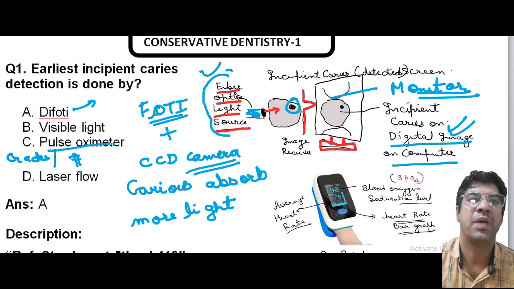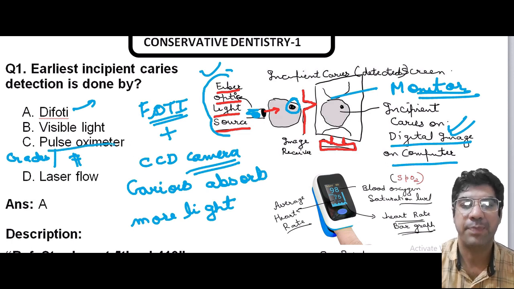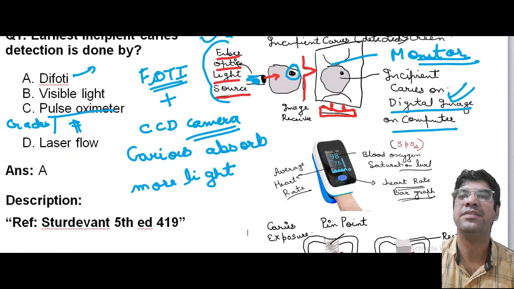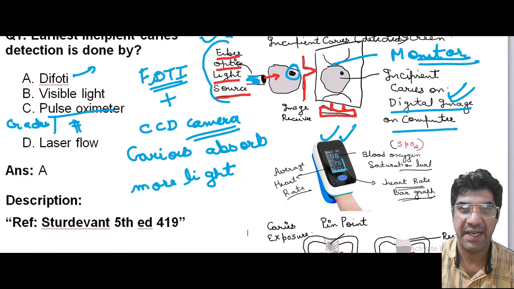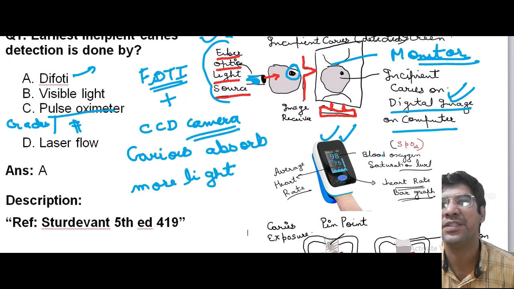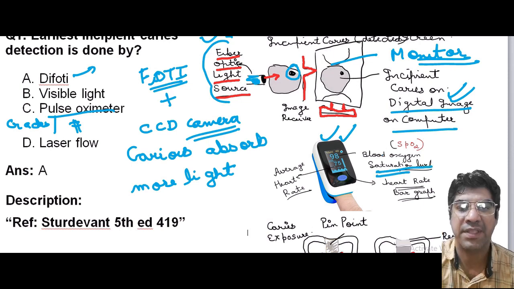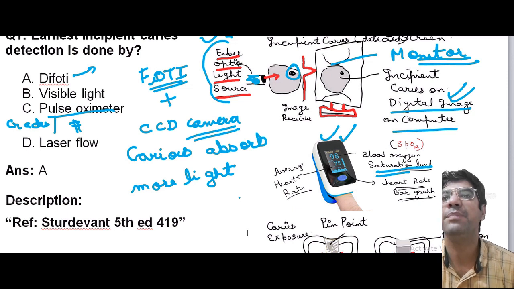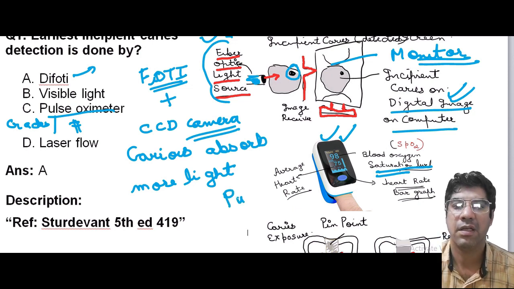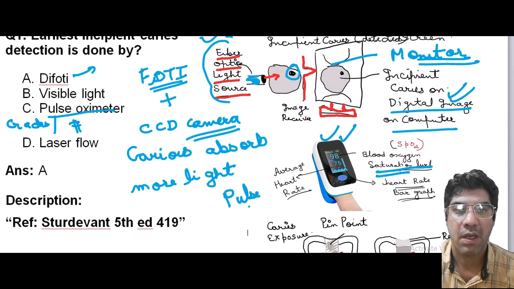Option C is a pulse oximeter. So what is pulse oximeter? Well, this one is the pulse oximeter. You have definitely seen this device. It is a medical device that is used to measure the oxygen saturation level in the person's blood and monitor their pulse rate. Now what is the principle of this pulse oximeter that you should know?